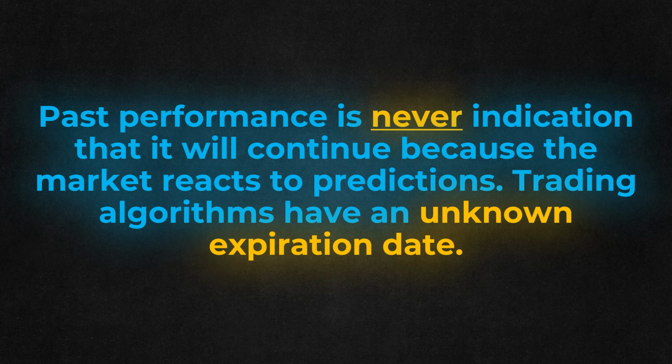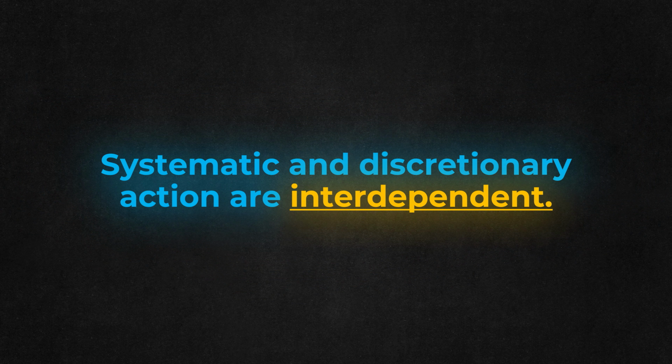Conclusion number 2 is that systematic trading involves discretion and vice versa. As you were able to briefly observe, the process of building and testing trading algorithms requires a significant degree of discretion on the part of the developer. The opposite is also true.